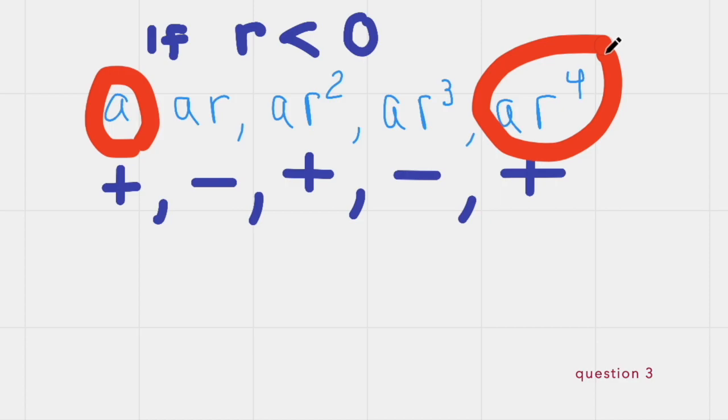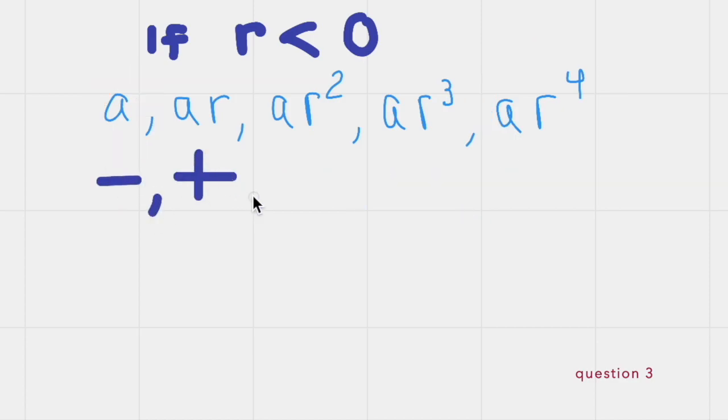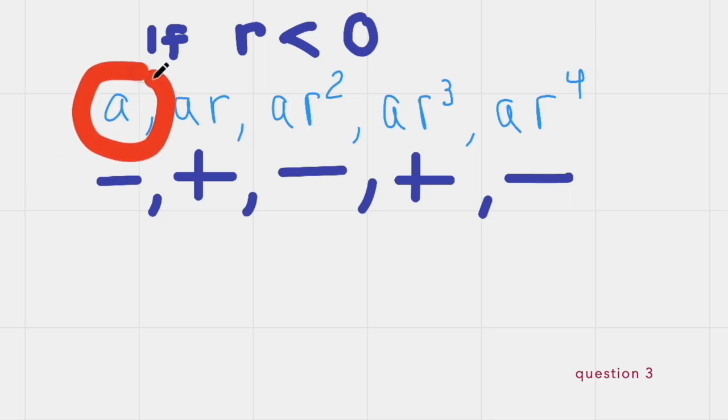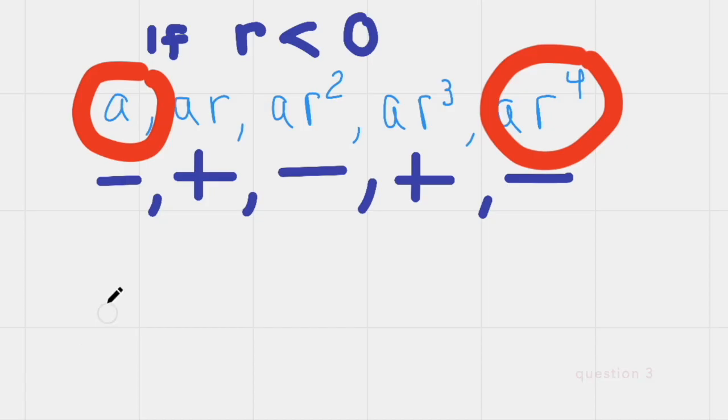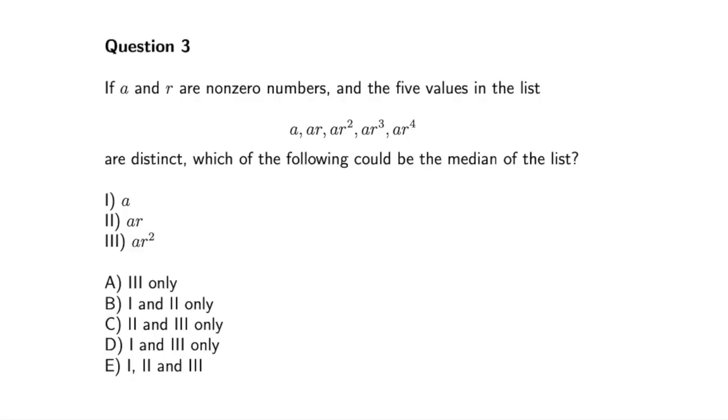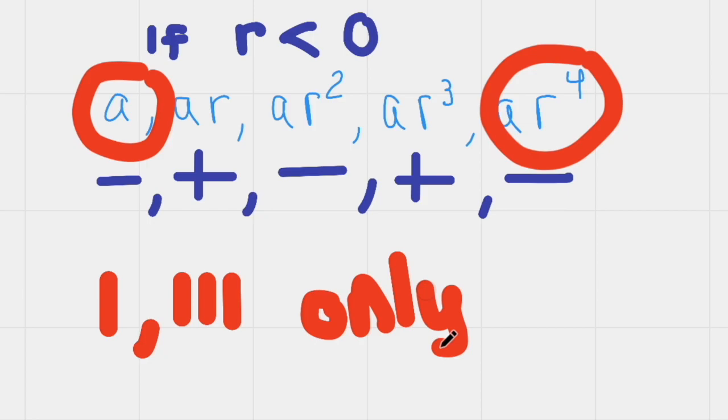And the only remaining possibility, we might have the sequence of signs negative, positive, negative, positive, negative. In which case the median, similar to the previous case, will be the largest of the 3 negative numbers. And just analyzing it in the same way, that's going to need to be either a or a times r to the 4. So it's impossible for ar, item 2 in the Roman numeral list, to be the median, but a can be the median and ar squared can be the median, and the answer is 1 and 3 only.